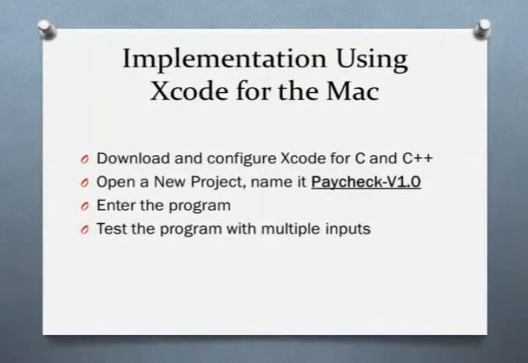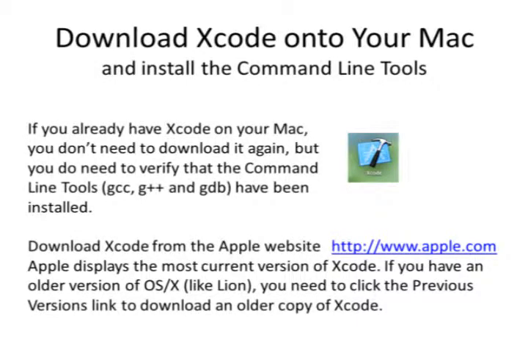The Xcode system for the Mac was designed for Apple's Objective-C. So there's a few extra steps we have to do in order to make it work with C or C++. Download Xcode if you don't already have it. Install the Command Line Tools component. Verify that you have the C and C++ compilers. If you already have Xcode on your Mac, you don't need to download it again, but you do need to verify that the command line tools GCC, G++, and GDB have been installed.